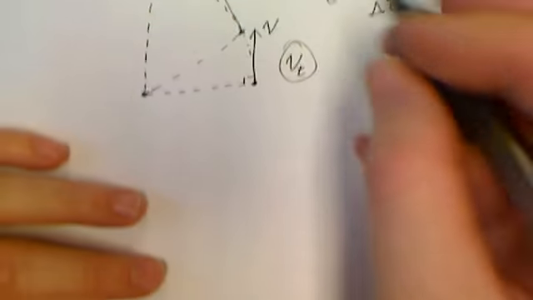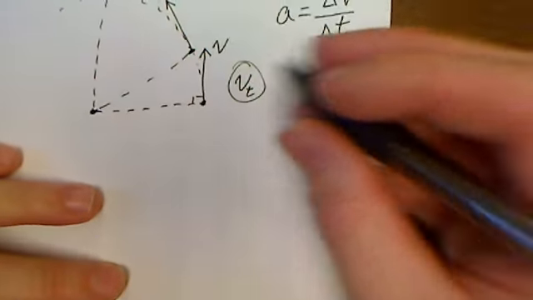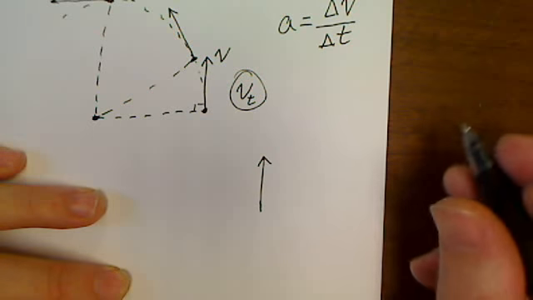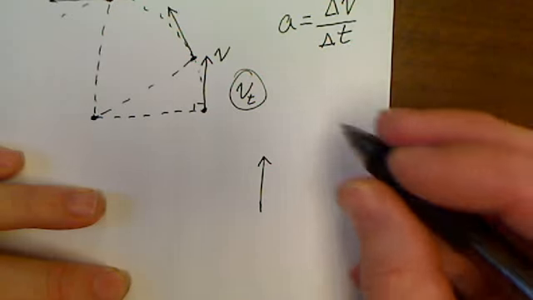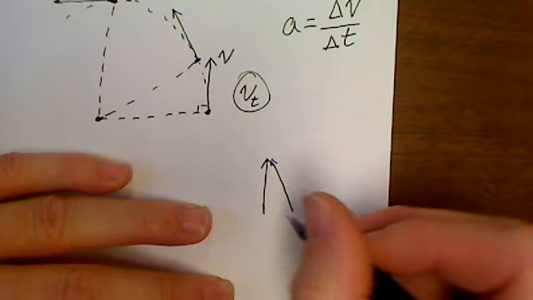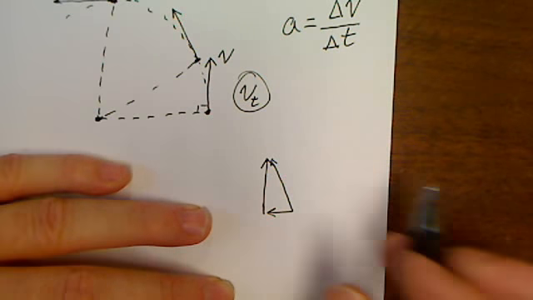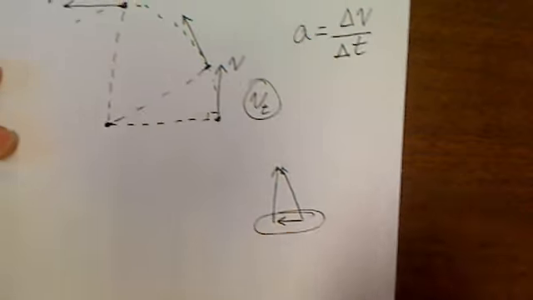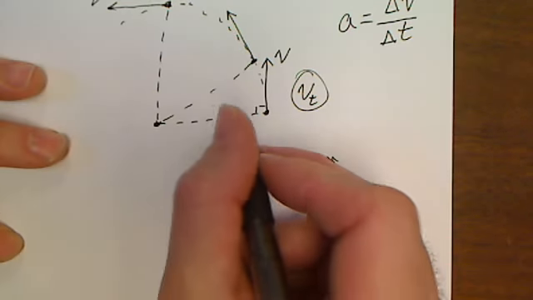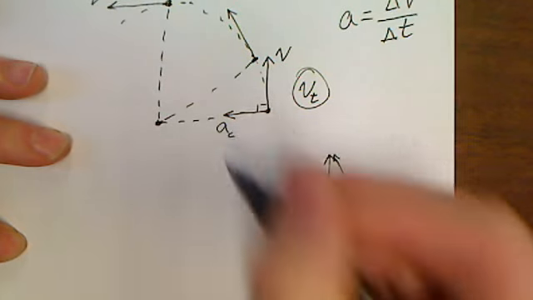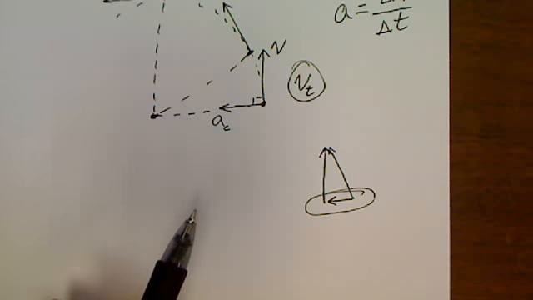Now, what's actually kind of neat, and I'm not going to attempt to draw this to scale, is that if you could subtract the first velocity from the second velocity, you would actually see the change in velocity points towards the inside of the circle. That means there is an acceleration, and that acceleration points to the inside of the circle. And that's what centripetal acceleration is.